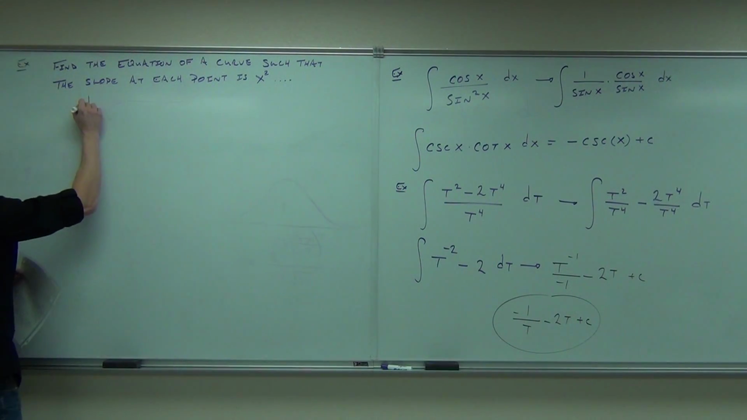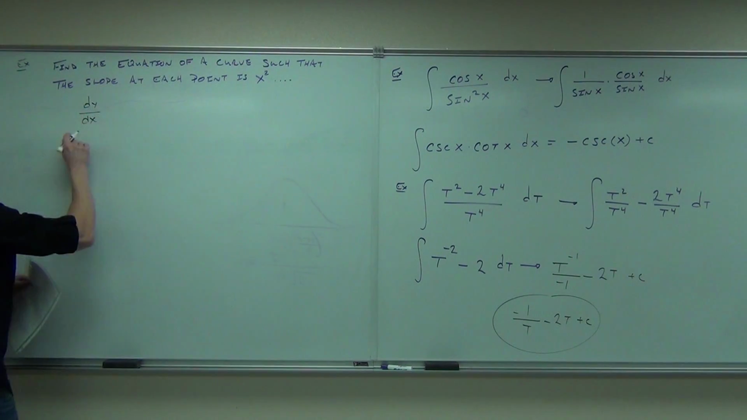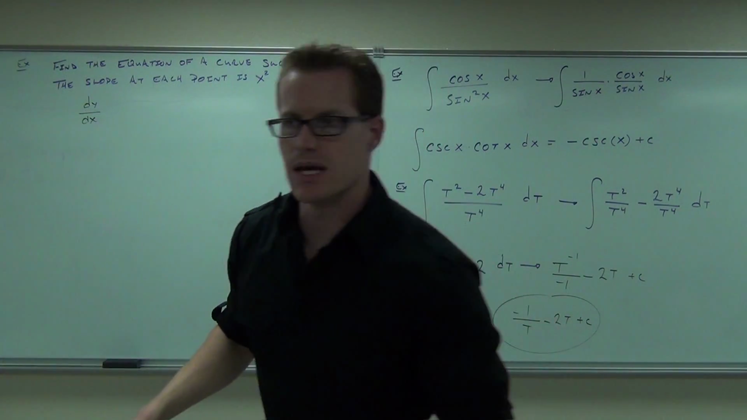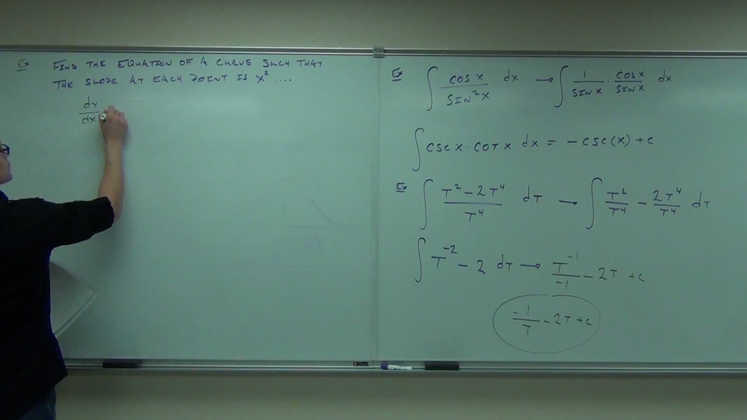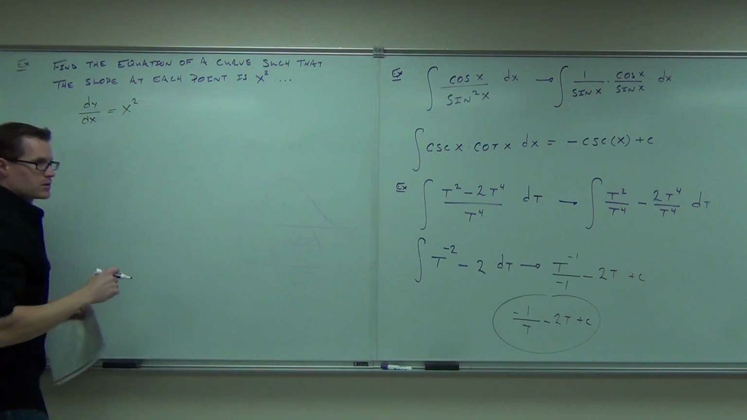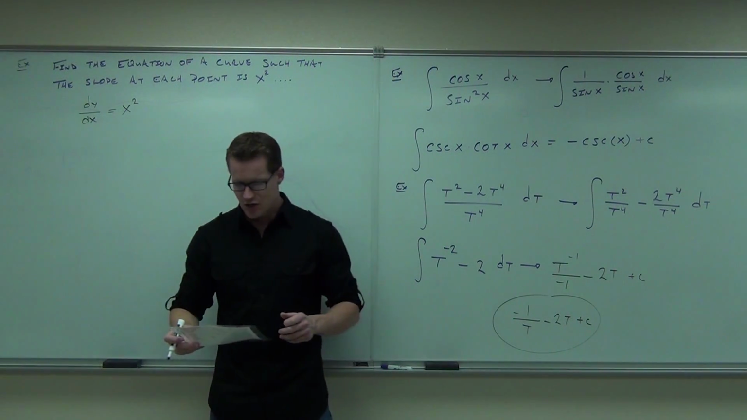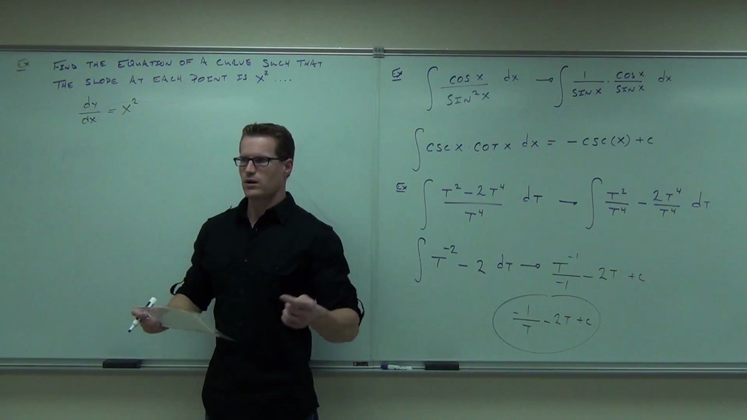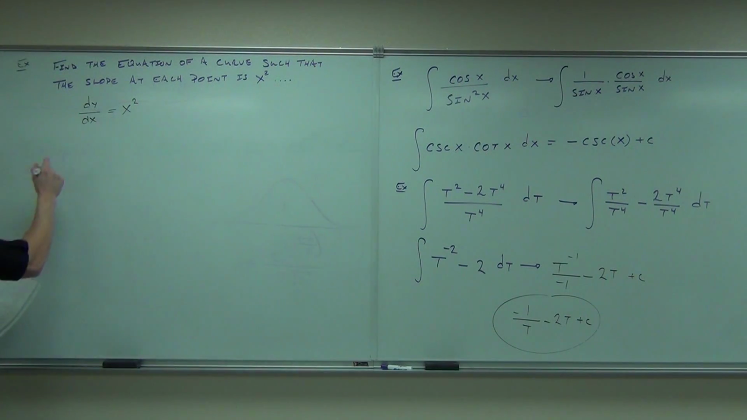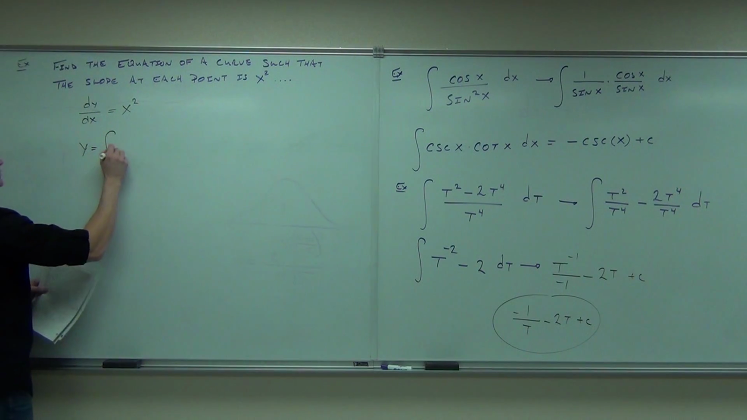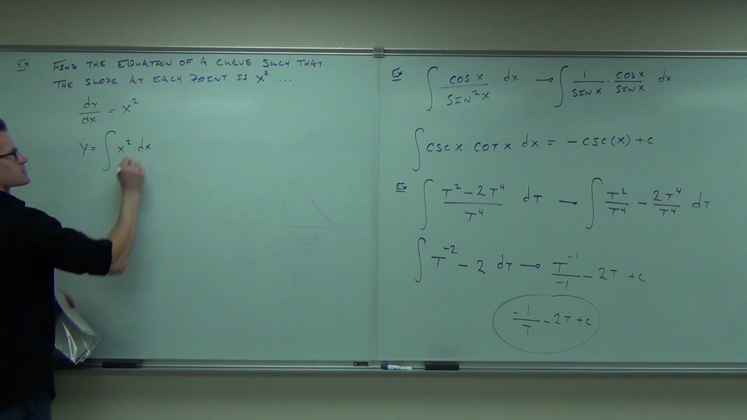So this question says, okay, here's what you know. The slope at each point, recognize that's a derivative, right? The derivative means a slope at any point. That is dy/dx. The slope equals x squared. True? The slope equals x squared. How do you undo that? Well, how do I find the equation that's going to give me that? Take an integral of x squared dx.